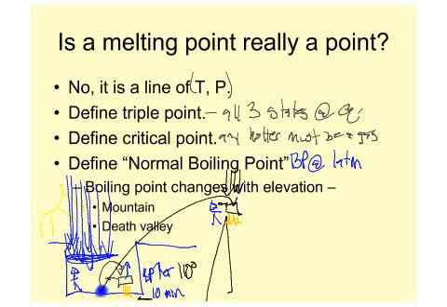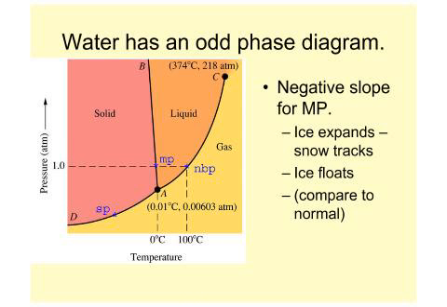On top of Mount Kilimanjaro, the boiling point might be 88 degrees Celsius. So if she wants to cook her armadillo and not get diseases, she'll have to cook it for, say, 15 minutes instead of 10. Okay. So elevation or atmospheric pressure changes the boiling point.